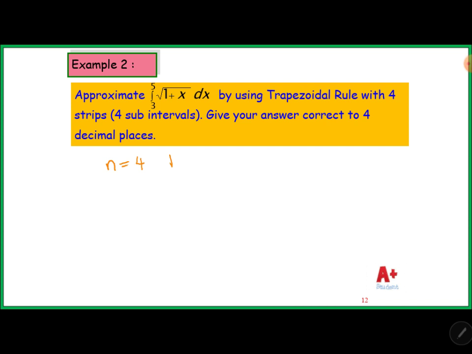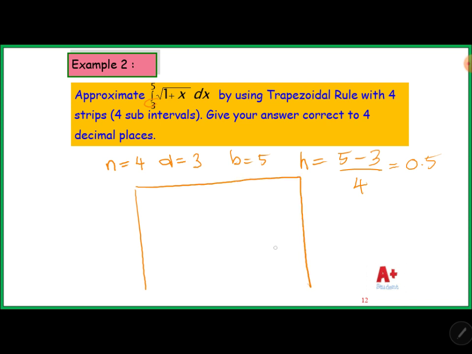And then what is a? Our a is equal to 3. What is b? Our b is equal to 5. And then the next thing we should find is h. So what is h? b minus a divided by n. So 5 minus 3 is 2. 2 divided by 4 is 0.5. So if you want to do the table, because we have 4 sub-intervals, it means that we have x0 up to x4.